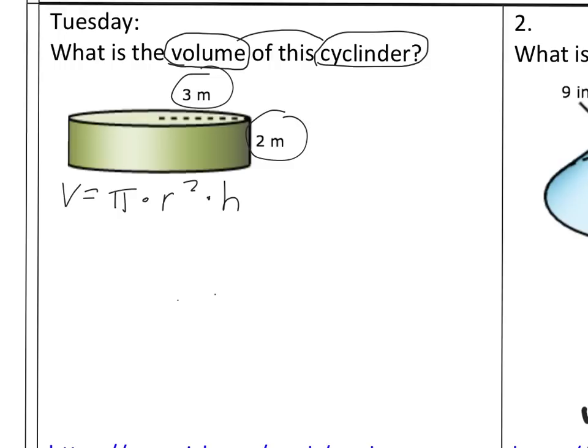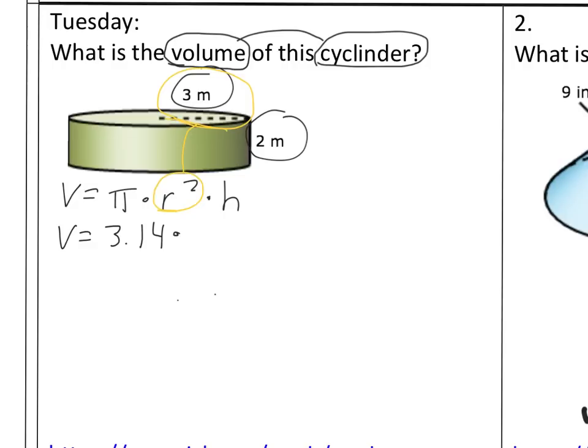Alright, so let's do this. We got volume equals, now if I remember correctly, pi is going to be 3.14 times, now they're asking for a radius. They're asking for a radius. So what I'm going to do is annotate radius here in yellow. And the radius comes from this dotted line here with the 3 meters. So again, radius comes from that dotted line there.